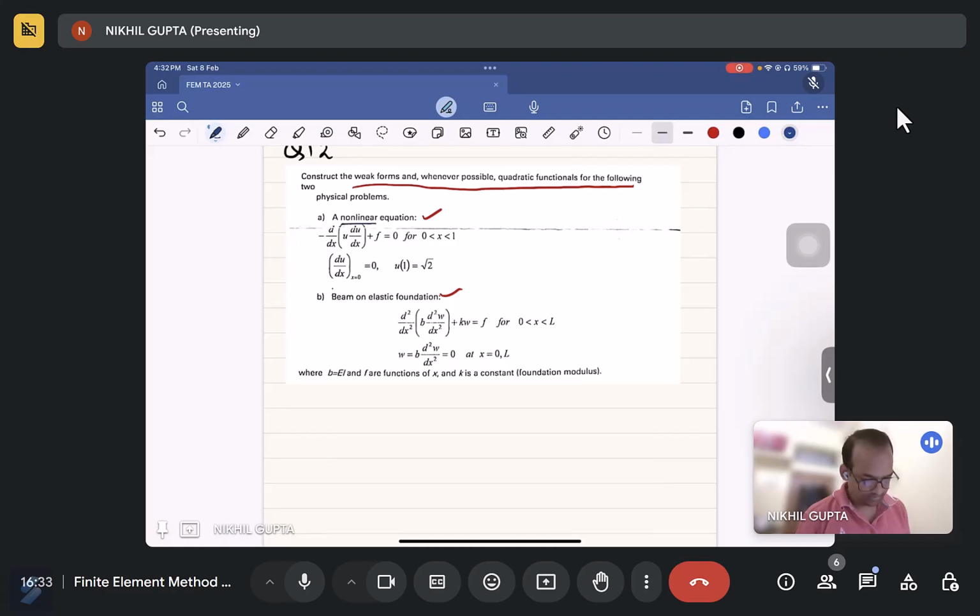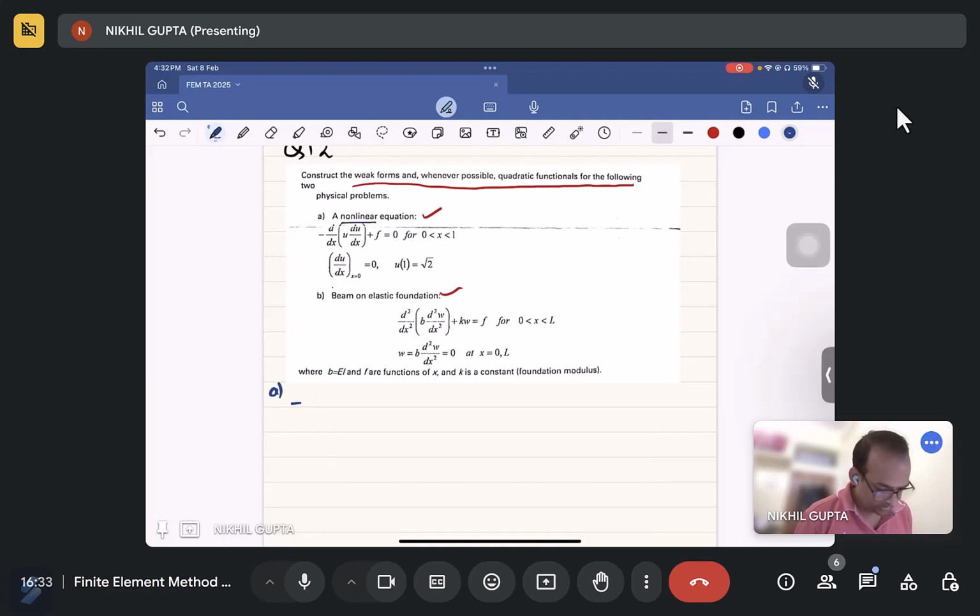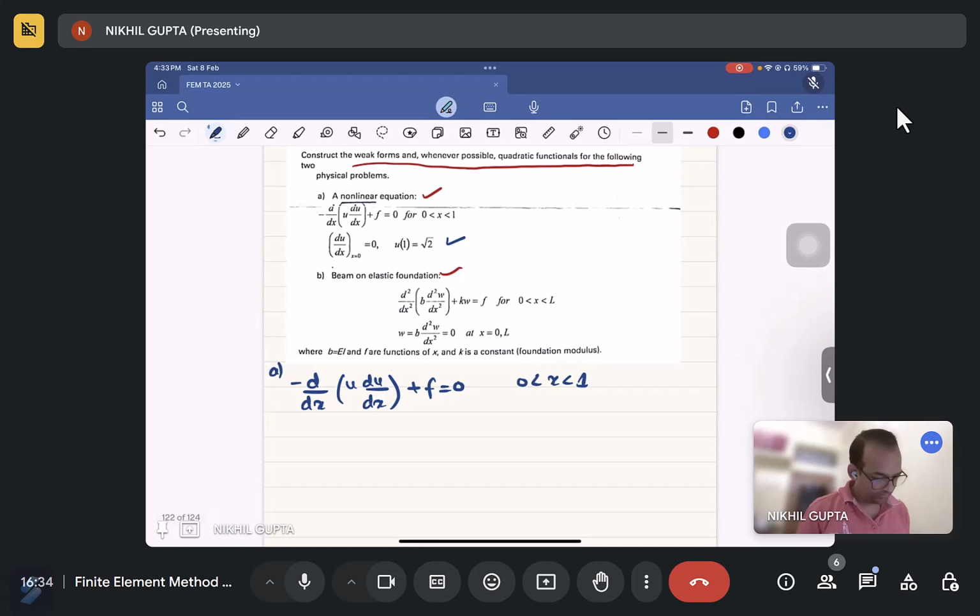So let's begin. The equation given is minus d/dx of (a u du/dx) plus f equals 0. It is given from 0 to 1, and these two boundary conditions are given. Now let's form a weak form.